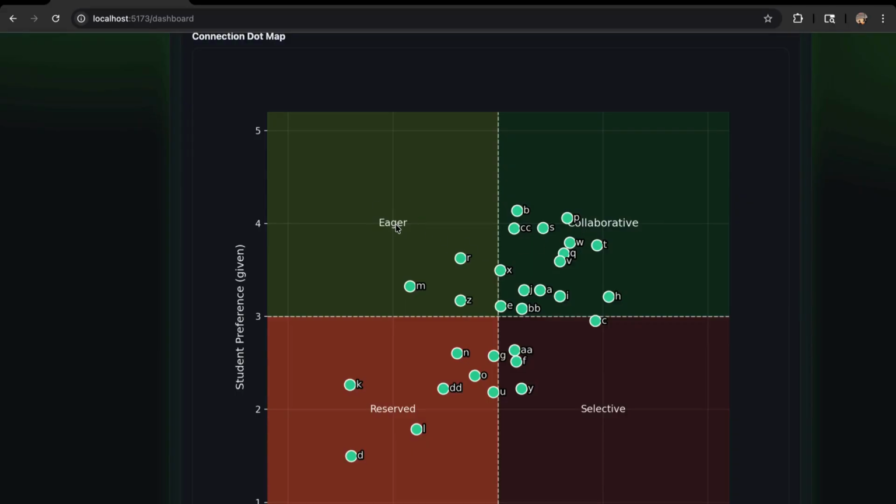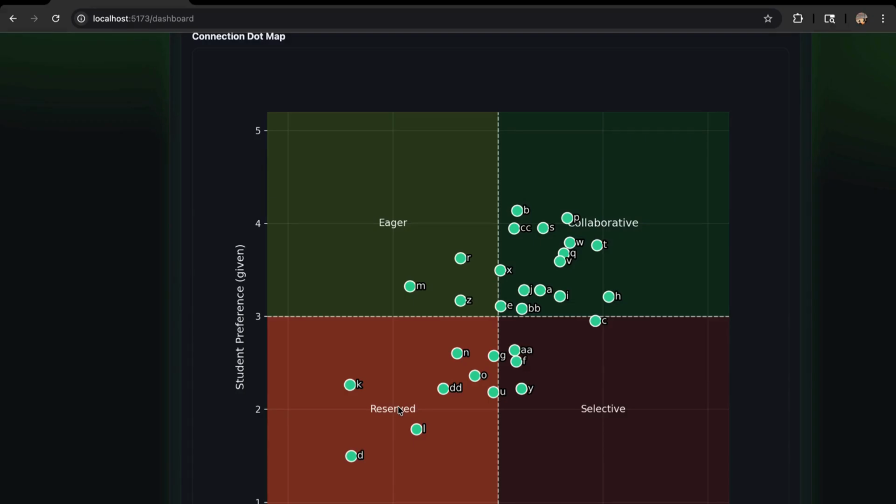Eager, students who feel very social, but whose peers may not rate those interactions as highly. Selective, students who don't self-report much interaction, but whose peers say they're more active than they think. Reserved, students who rarely interact according to both themselves and others.